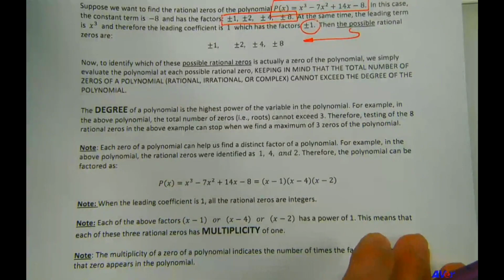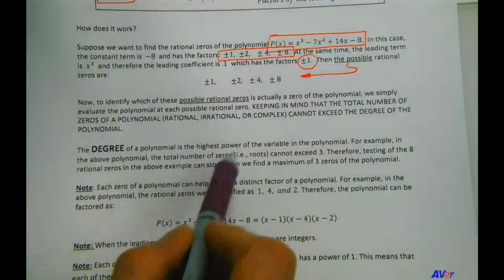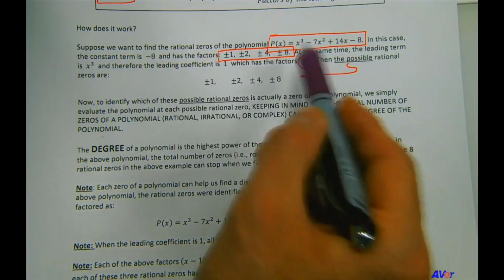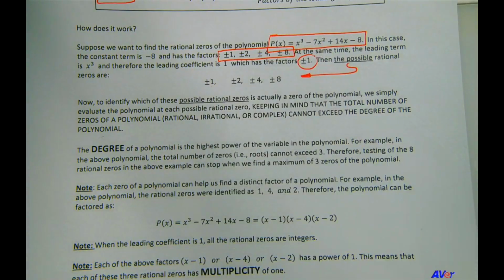So other things we want to know before we see some examples is that the degree of a polynomial is the highest power of the variable in the polynomial. So in this case, the degree was 3 because that's the highest power. Okay, so that's what it is, the degree of a polynomial.